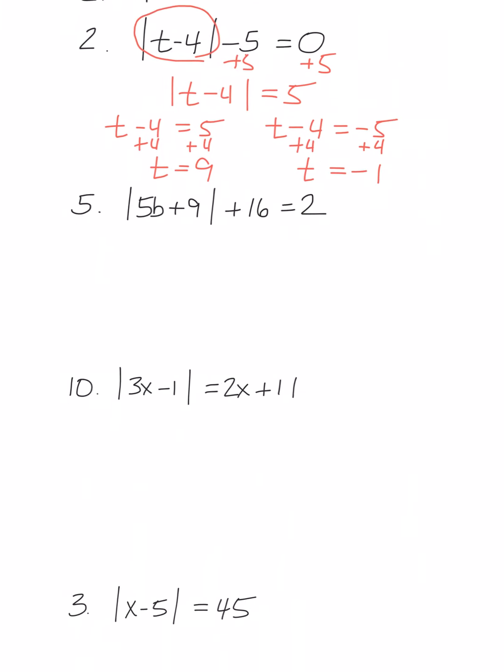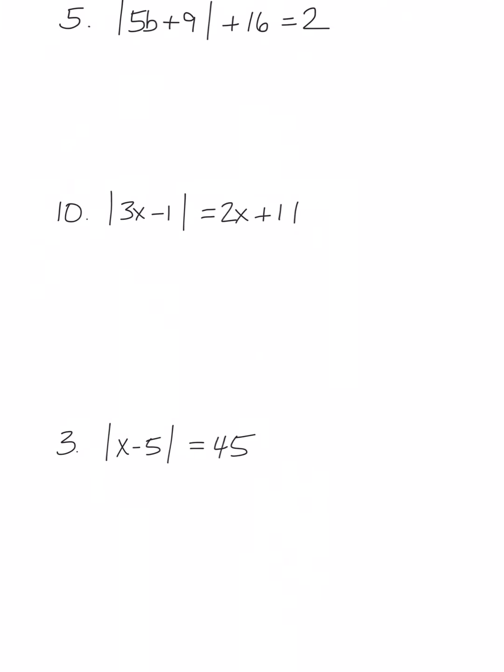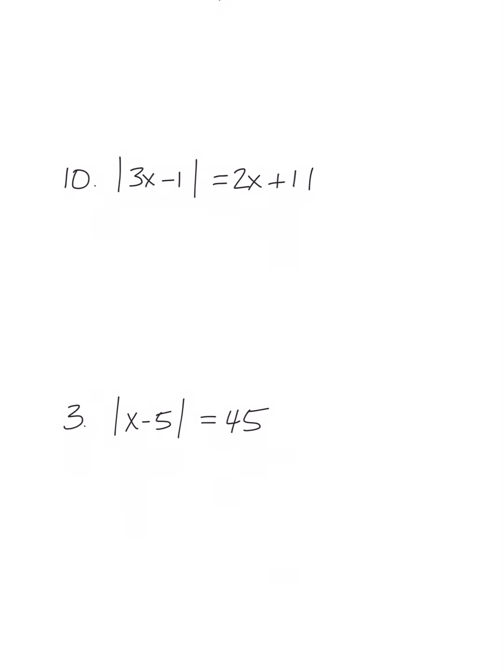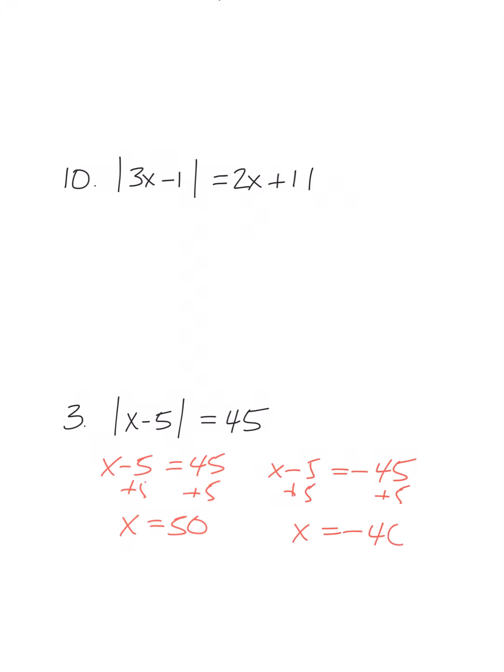I'm going to skip down here to number 3, a more basic example here. This is one where the absolute value symbol is by itself, so then I just rewrite. X minus 5 is 45. X minus 5 is negative 45. I'm going to add 5 to both sides. X is going to be 50. I'm going to add 5 to both sides, and x will be a negative 40. And those will be my two solutions, and they will both check.